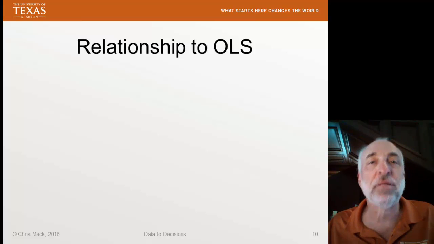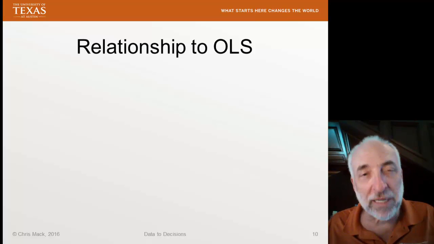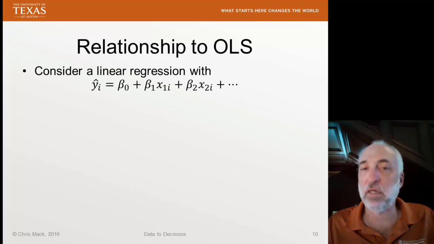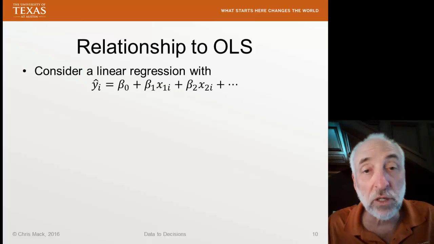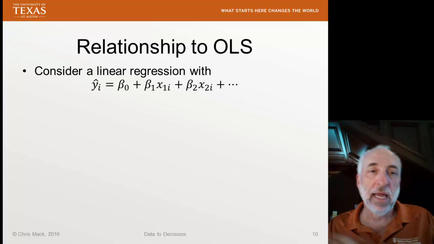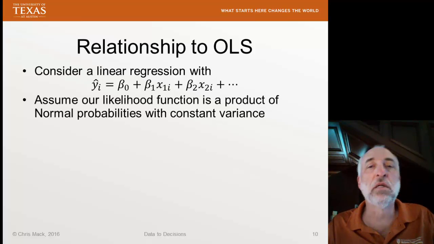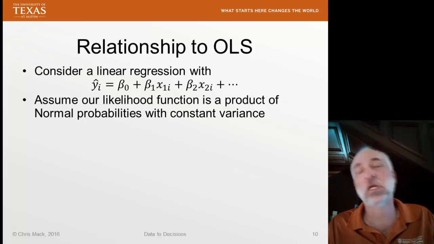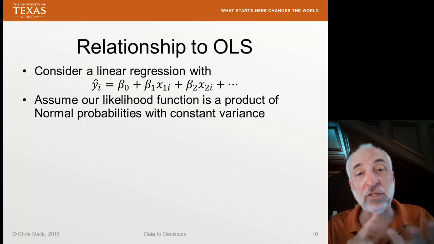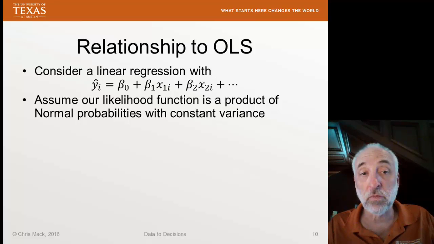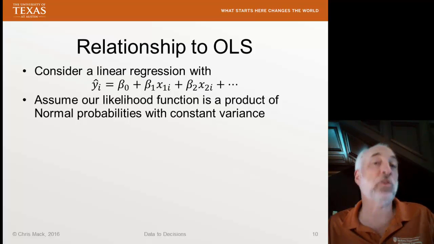Now, what's the relationship between Bayesian regression and ordinary regression? All right, we'll consider a linear model. Here I'm going to consider a multiple linear regression example. Let's assume that our likelihood function is a product of normal probabilities with a constant variance. In other words, I'll assume independent, identically distributed Gaussian errors. Well, that's ordinary least squares regression, right?